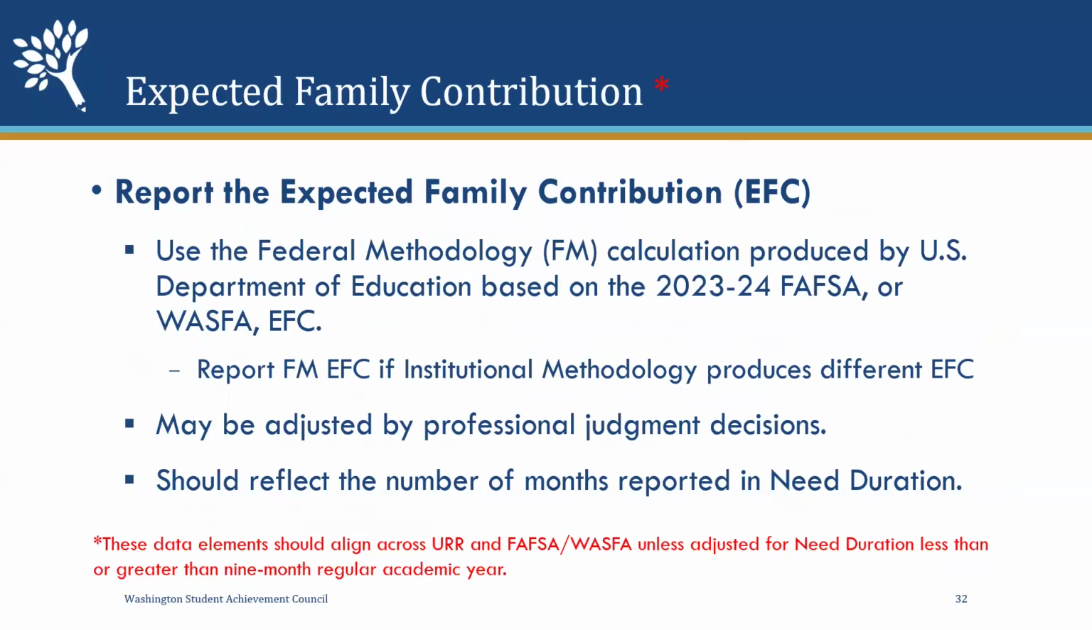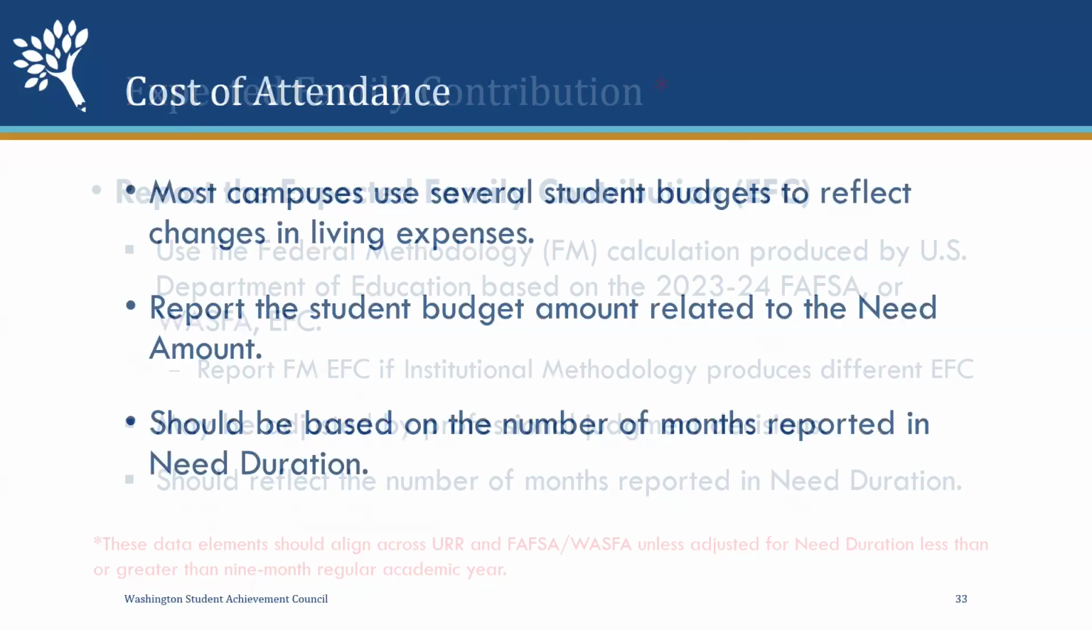For expected family contribution, we do use the federal methodology calculation that's produced by the Department of Education, or the one that's provided on the WASFA. Even if you use institutional methodology for your institutional aid, that's great. But when you report on the unit record, we want that federal methodology calculation. Of course, you may adjust EFC with professional judgment. Again, make sure that you reprocess that ISIR so everything matches. And the EFC should reflect the number of months reported in need duration. So EFC, duration, and COA should all match for that period of attendance.